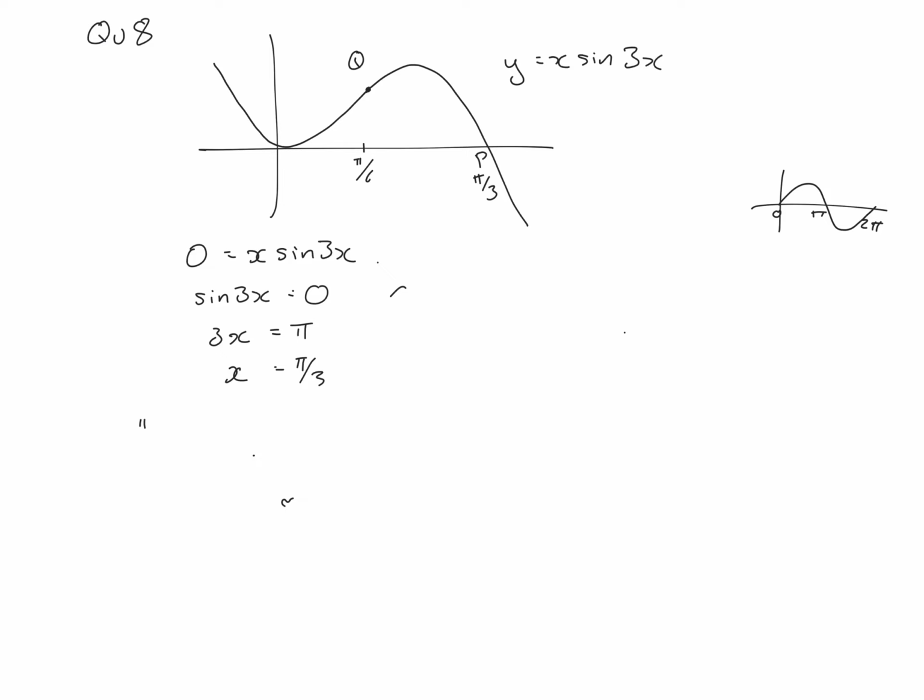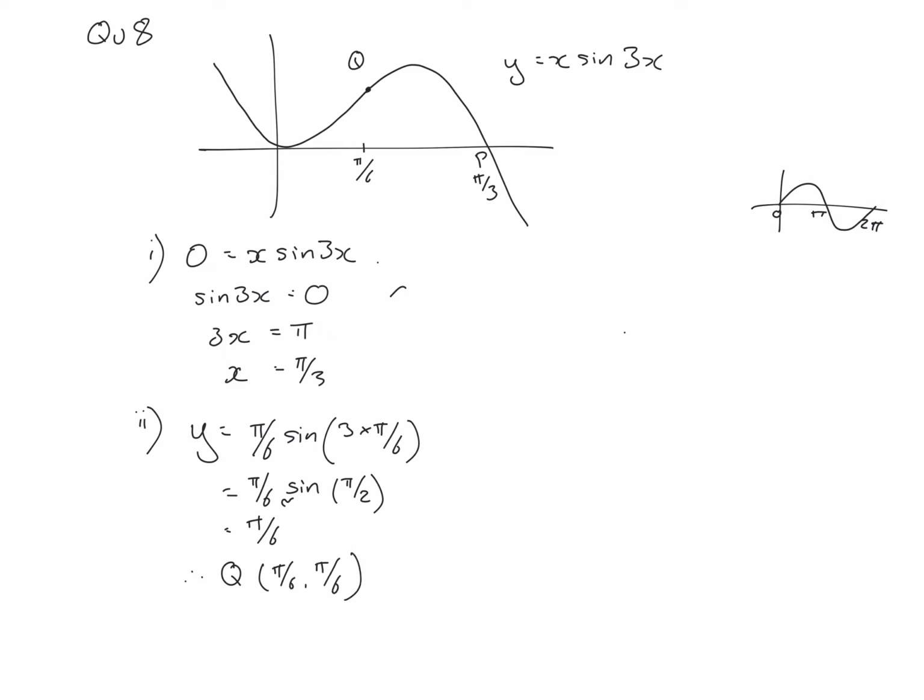Part two. Show that Q lies on the line y equals x. So the y coordinate equals pi by 6 sine 3 times pi by 6, which equals pi by 6 sine pi by 2. Sine pi by 2 is 1, so that's pi by 6. Therefore, Q is pi by 6, pi by 6. Therefore, on y equals x.